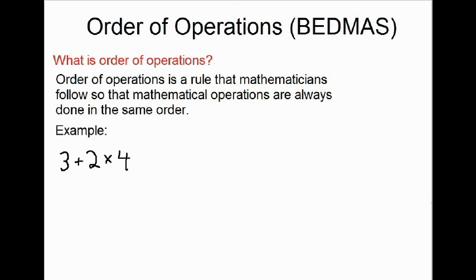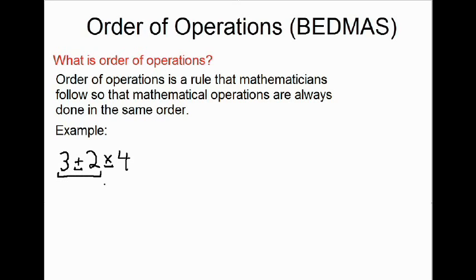So here's a very simple mathematical question where we just have two operations to do. Here we have addition and we have multiplication. So you might look at this and say, well, it makes sense to start with what's furthest to the left and just work our way to the right. Some people who approach this question might say, well, I'm going to start by adding 3 plus 2.